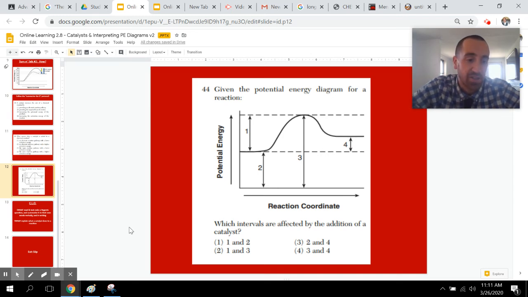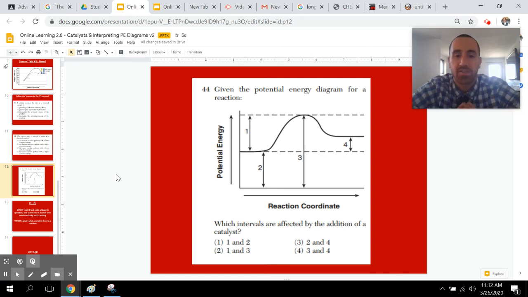So pause the video, answer this question, and then we'll go over it and do our exit slip. All right, welcome back. So this is a cool question. It sort of asks you guys to make a few different connections here. Given the potential energy diagram for a reaction, they give you this potential energy diagram, which intervals are affected by the addition of a catalyst?